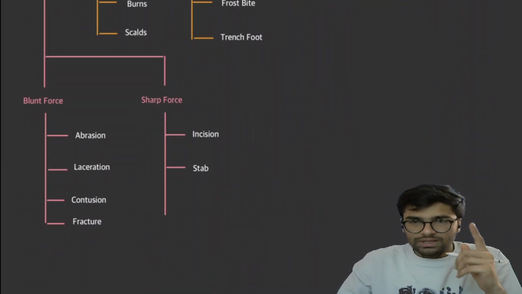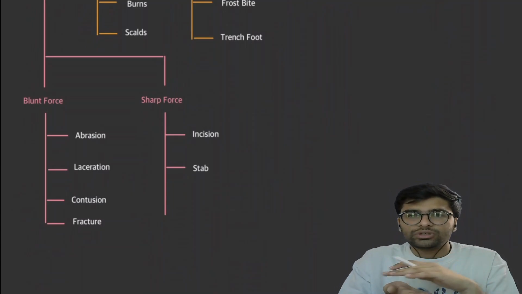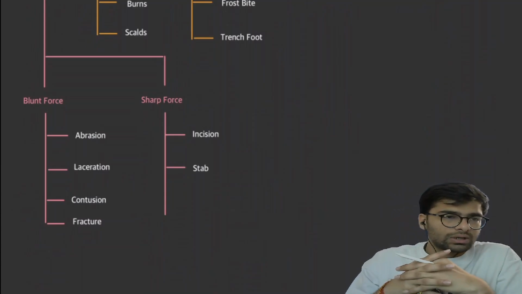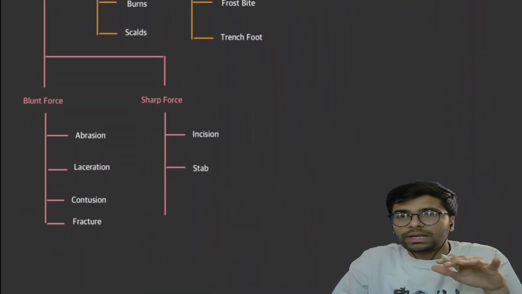So abrasion means friction of a body surface through any rough surface. In Gujarati, we call it cholai jau. Okay, so that is abrasion. So that is the removal of a superficial layer of the skin.